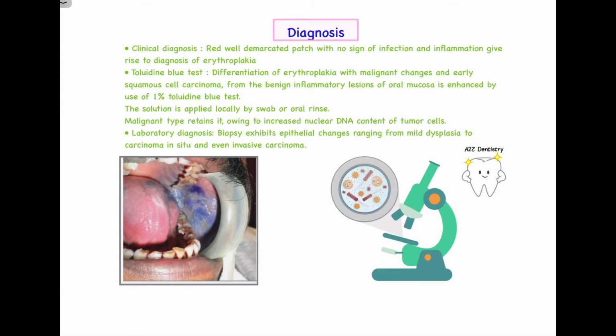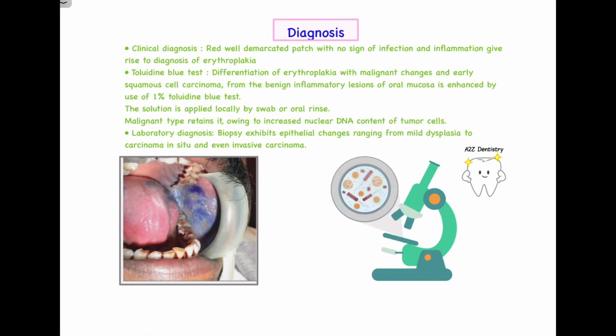Now this solution can be locally applied by means of a swab, or we may give an oral rinse to the patient. Because the malignant type of cell tends to retain the Toluidine dye, because of the increase in the mitotic activity which is present in the cell, right? We know that whenever a carcinoma is occurring, the mitotic activity greatly increases within the cell. Therefore, because of the continuous demand for the cells to undergo mitosis, they will consume more amount of the Toluidine blue dye, and therefore they will appear blue clinically. So this forms the basis of our Toluidine blue test.